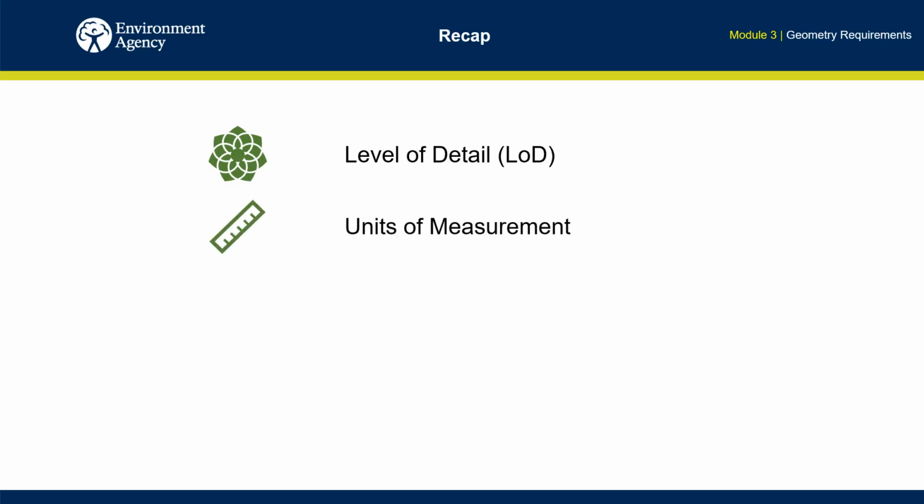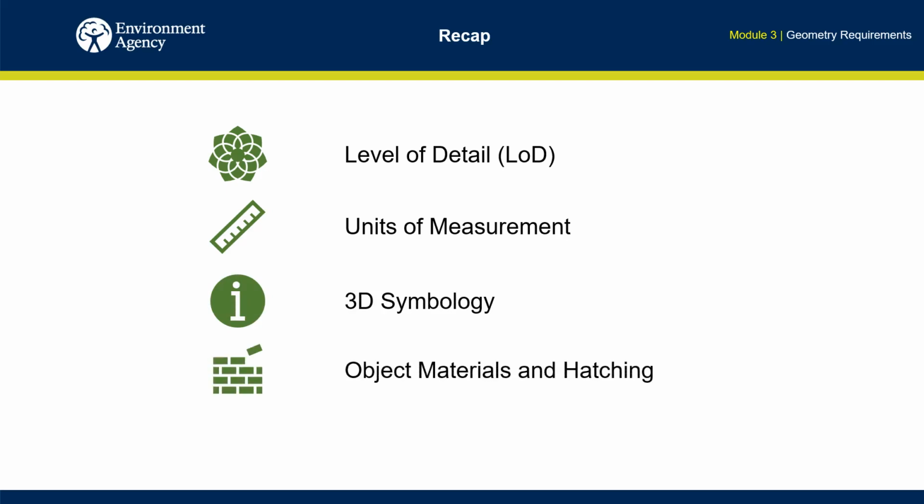In this module, you have learnt about how the level of detail of graphical models develops through a project lifecycle, how units of measurement are standardized and assigned to models, how 3D symbology should be used to replicate the two-dimensional symbols used in drawings, and the use of standard materials and hatching for three-dimensional objects.